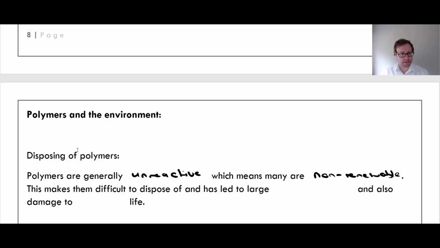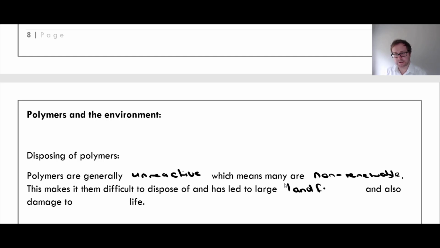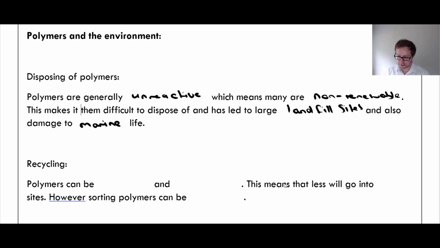This makes them difficult to dispose of and has led to large landfill sites and also damage to marine life. Recycling. So polymers can be sorted and recycled. This means that less will go into landfill sites.